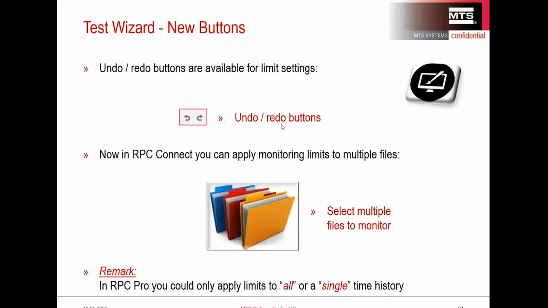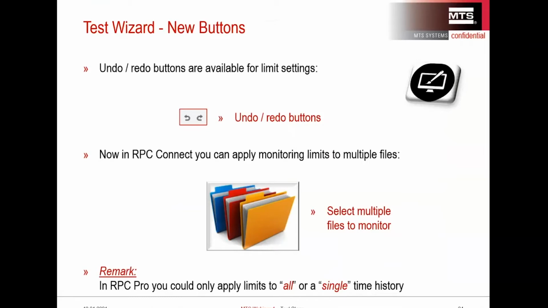Here you can see that we now have the possibility of undo and redo. With these buttons, you can undo and redo some settings which you have done for defining your limits. I tried it out because in the first webinar, I had no questions on that. It's 5 steps; you can go back and forth, and that's a good thing to have. If you mistyped something or made a mistake while changing your limits, you can go back, and RPC Connect is saving the last steps you did.